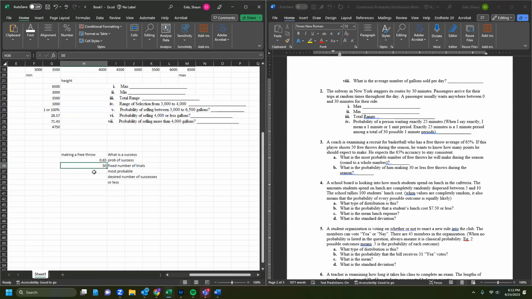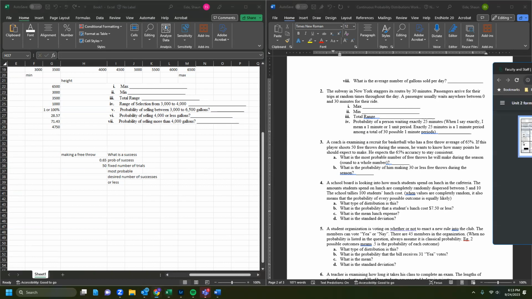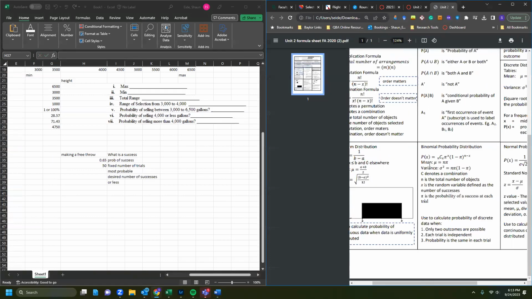So we've got a fixed number of trials, there's 50. Then we've got what is the most probable outcome? The most probable outcome, which once again, if we look at our formula sheet, we've got the mean, and the mean is the most probable outcome. So the mean is going to be the number of trials multiplied by the probability. So right here, probability. And so we've got equals 0.65 multiplied by the trials, okay, and that's going to be 32.5. And so the most probable outcome is either going to be 32 or 33, and I'll show you how to do that in just a minute. But this is the mean, and the most probable whole number is going to be either 32 or 33, or maybe they're equally probable. So the desired number of successes, we've got 30.